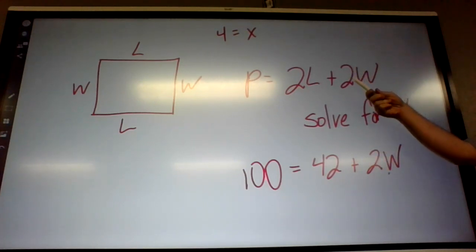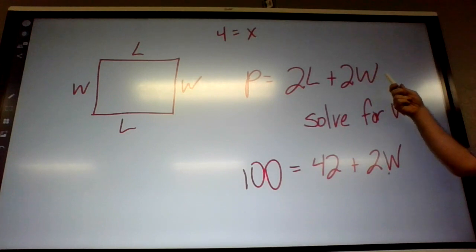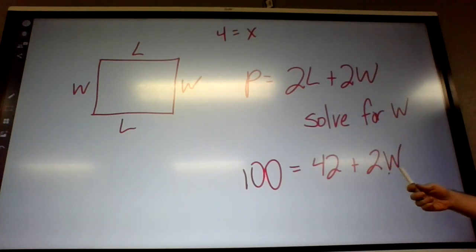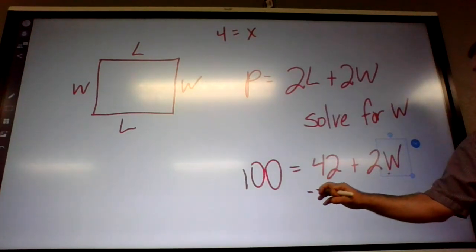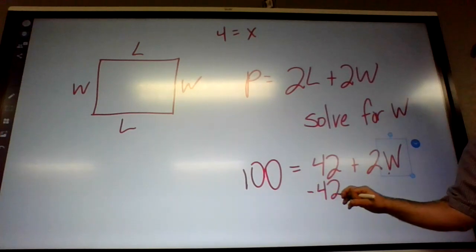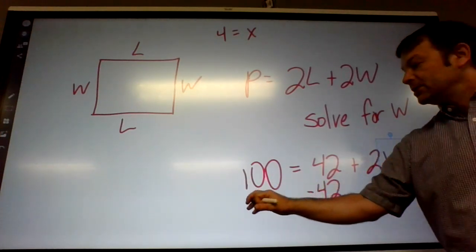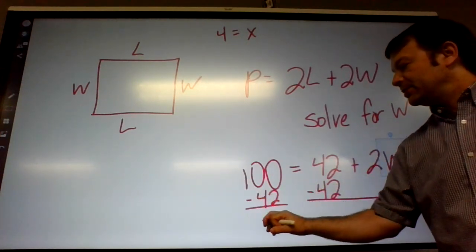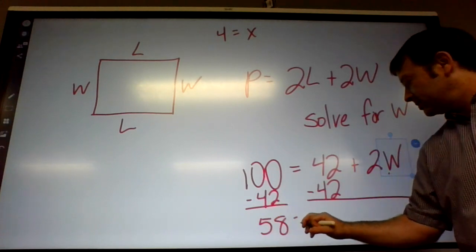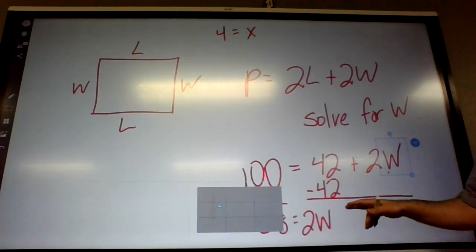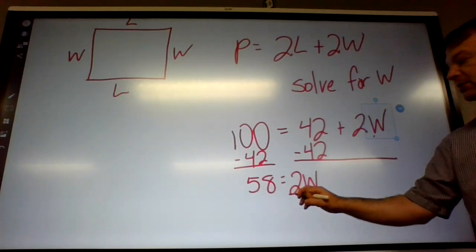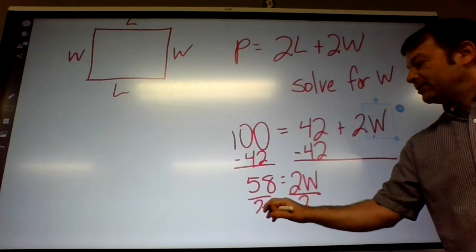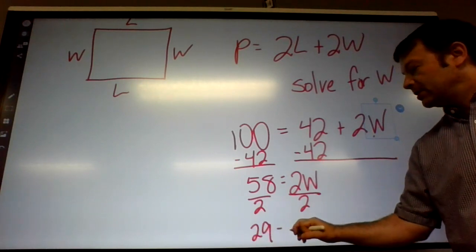All right, so we're solving for W. How would I solve this for W? Well, normally you want to subtract first, right? Get rid of the add or subtract number value first. So you'd subtract 42, 58. Okay, then what would we do? Subtract 2 from both sides. Divide by 2. Okay, and then that would be our answer, right?